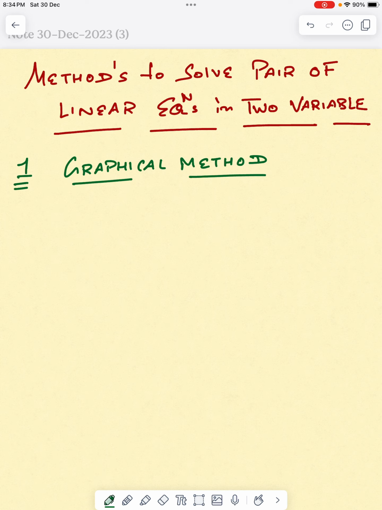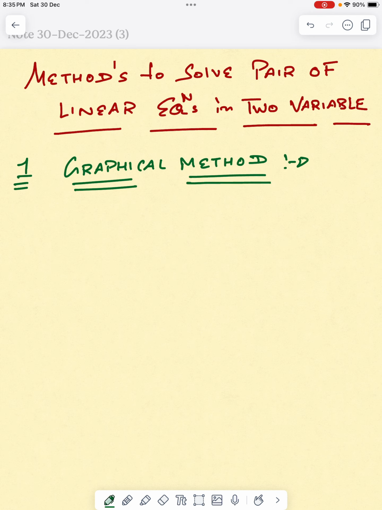Now starting with our first method, that is the graphical method. I have already had a detailed discussion on the graphical method in video number 2 of this chapter, where I have also solved multiple problems on this. So please go through it. In this video I will only brief you about it.